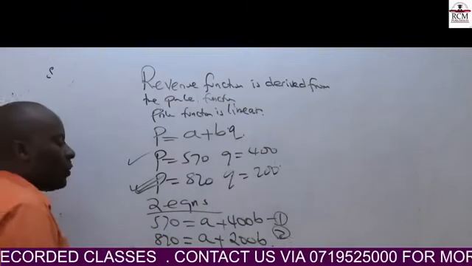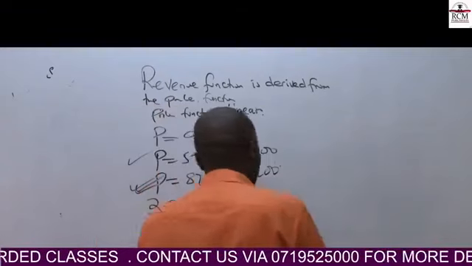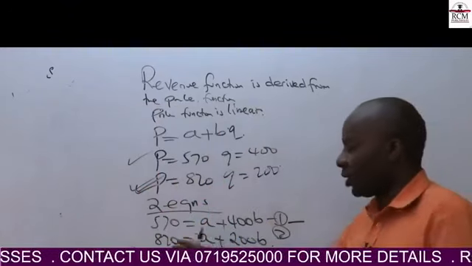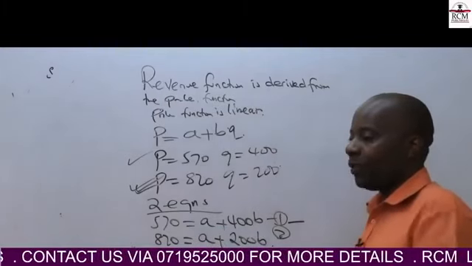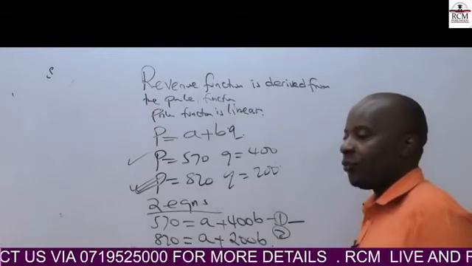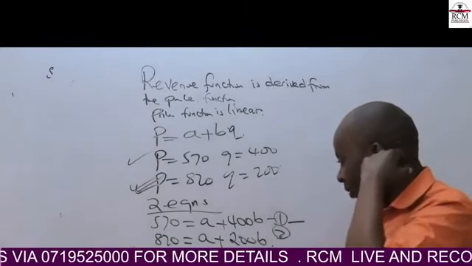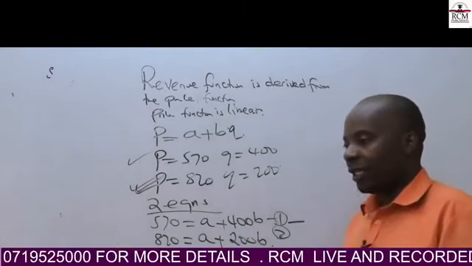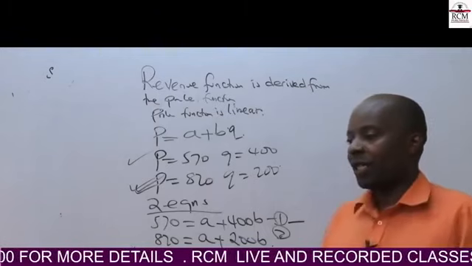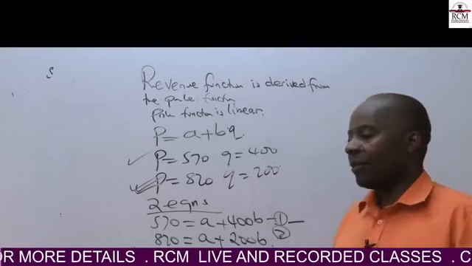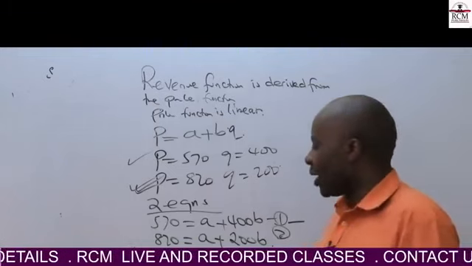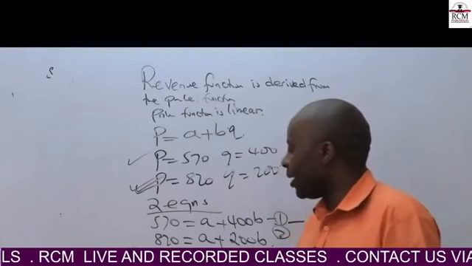Now from there, ladies and gentlemen, please go ahead and subtract to be able to eliminate A. Subtract very fast. What is the difference here? 570 minus 820, that will give us what figure? Minus 250. Thank you very much, Brian.